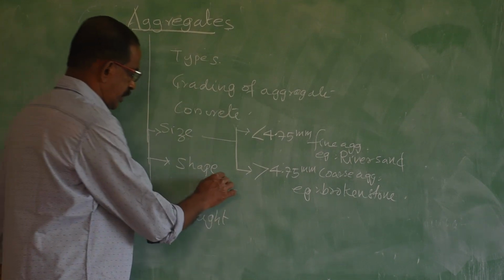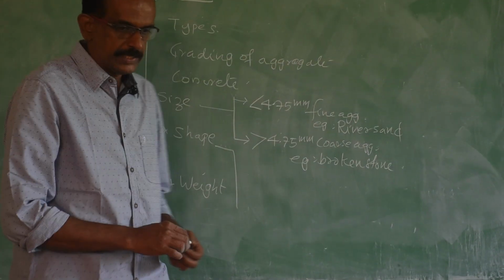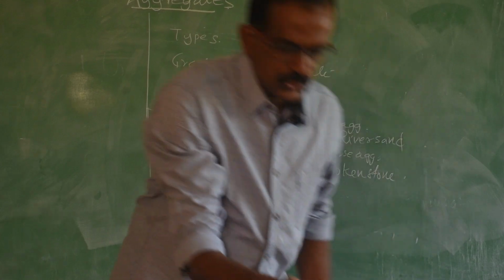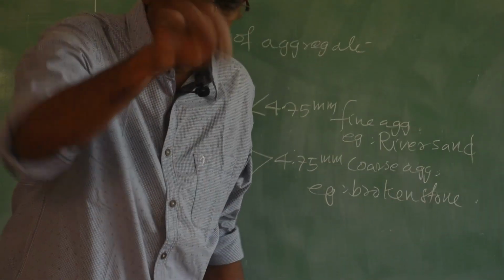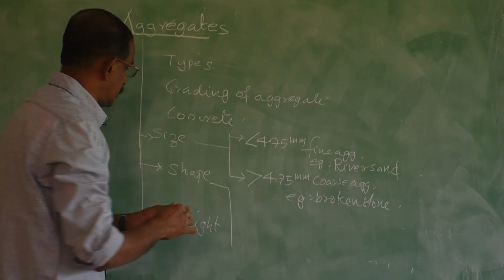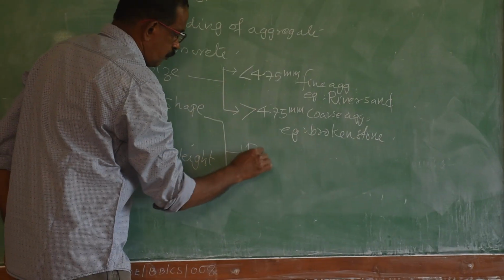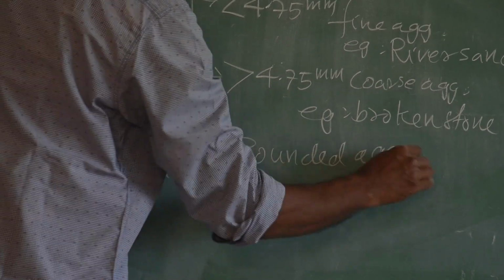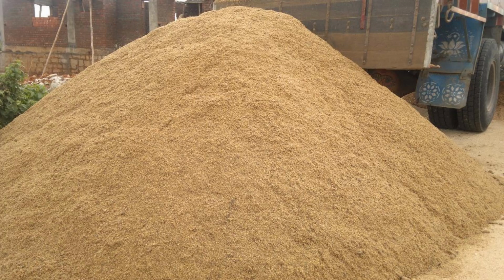Now coming to the shape. If you take the smallest particle of this one, that is round in shape. So the first shape is rounded aggregate. Example is again river sand.